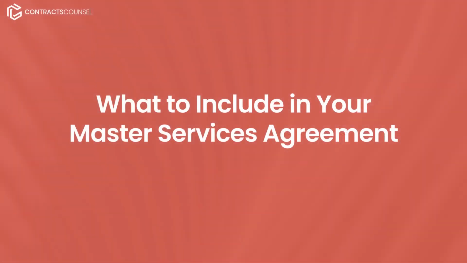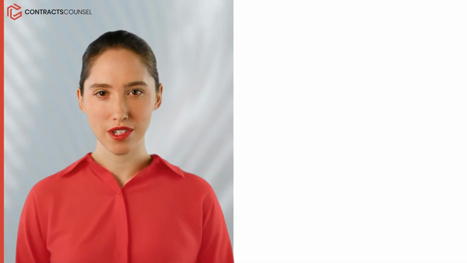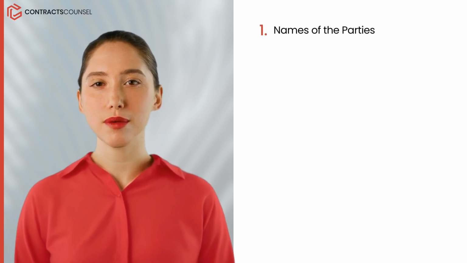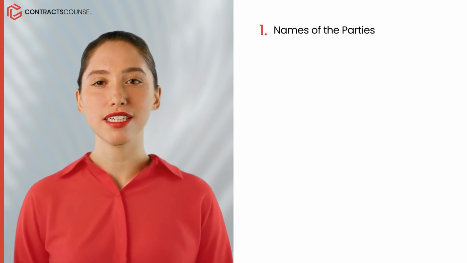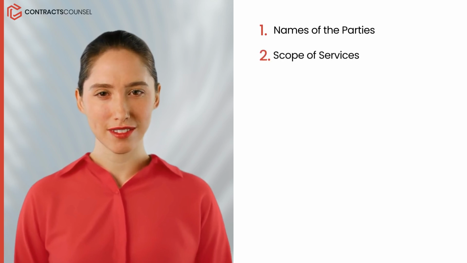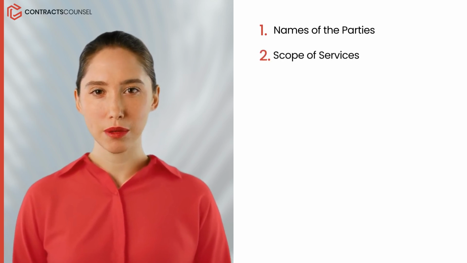What to include in your Master Services Agreement? There are common terms used in MSAs. Here are some you will find. 1. Names of the parties. The agreement includes the names of the business and the customer. 2. Scope of services. This describes the services being provided and the responsibilities of each party.